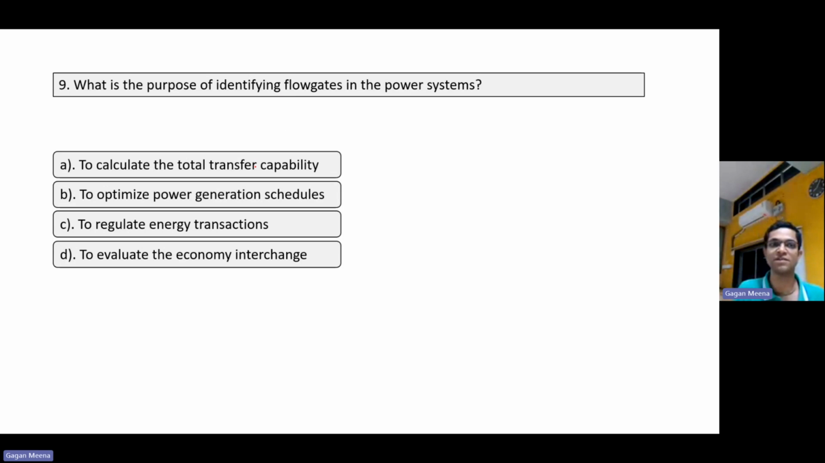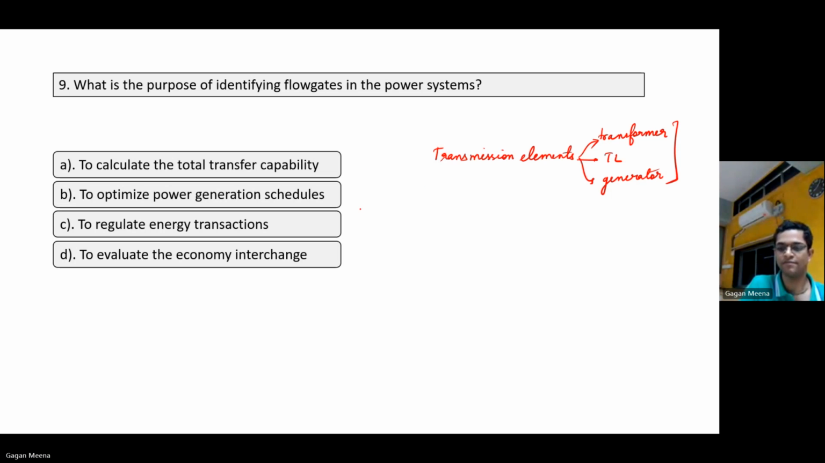What is the purpose of identifying flow gates in power system? To calculate the transfer capability. You already saw that flow gates monitor the flow over one or more than one transmission element. Elements can be a transformer, a transmission line, and or it can be a generator also. And we saw flow gate flows can be calculated by distribution factors. There are two types of distribution factor for transfer. This is without contingency. This is in case of contingency. This is for normal operation.